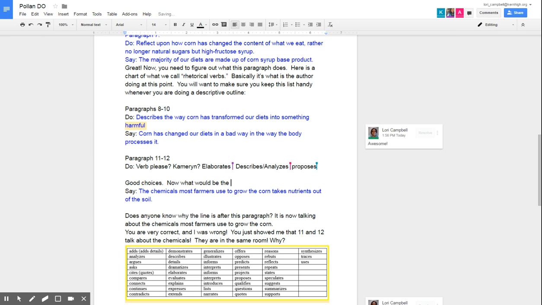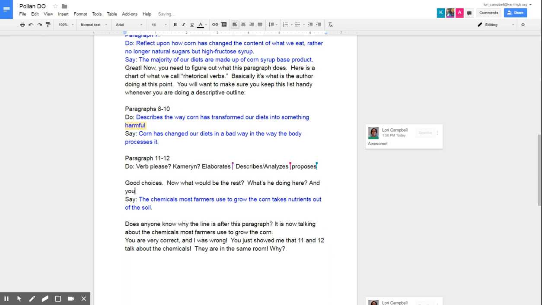What would be the rest? What's he doing here? And you might consider the tone words he uses, the ones that I've circled, because I found that this was really where he's starting to go for that pathos jugular, the polluting machine that guzzles fossil fuel.